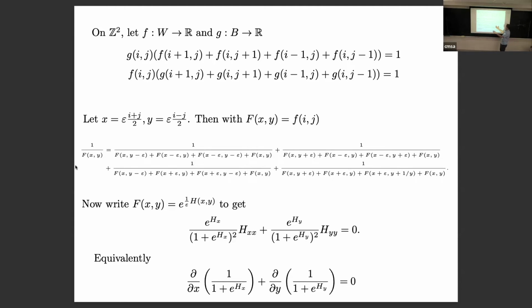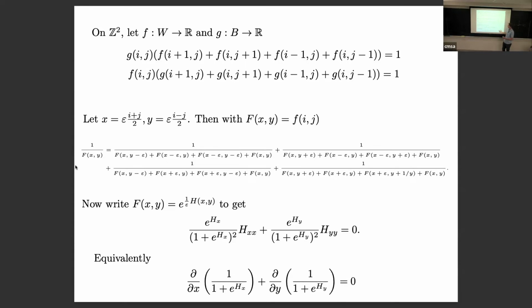But then you can just use a Taylor series on both sides of this equation. If I write f as e to the 1 over epsilon times h, and you have to justify this form of the solution where h is smooth, then you Taylor expand both sides, and you find this PDE for h.